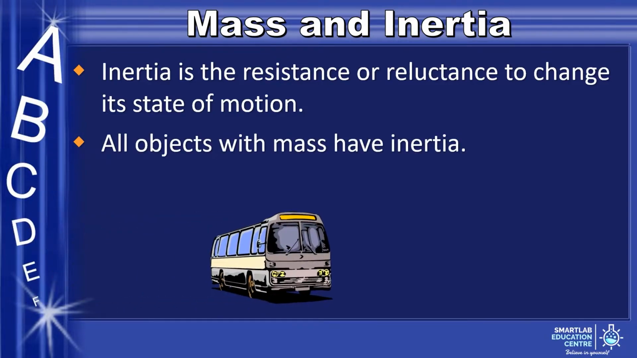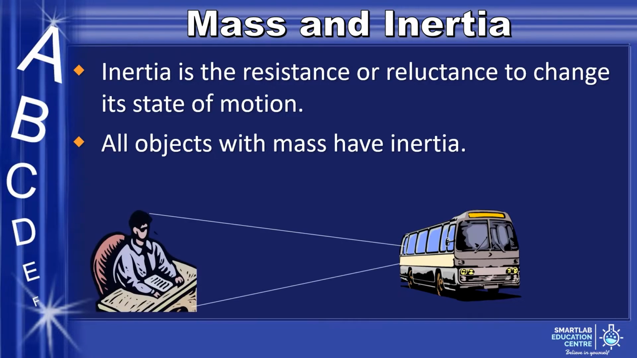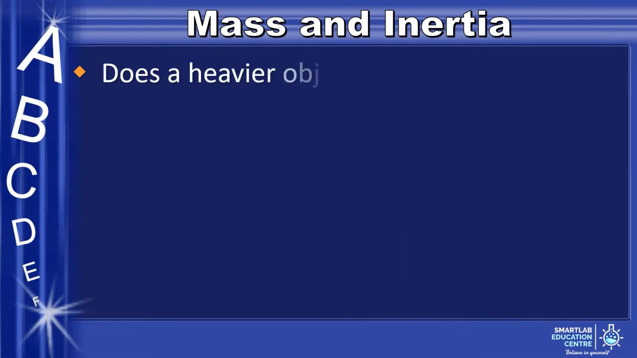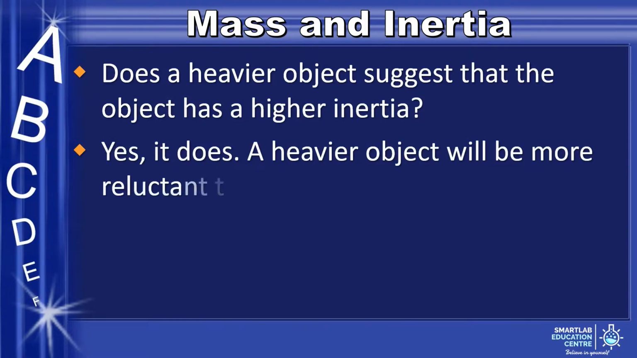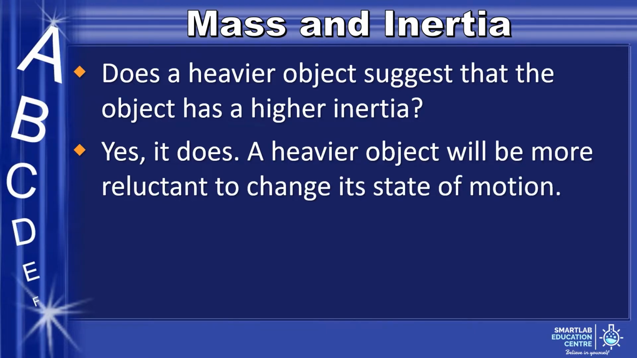Imagine a bus moving on a road. When the bus suddenly brakes, you will feel a force pulling you away from your seat. With inertia, the passenger has resistance or reluctance to change its state of motion. Does a heavier object suggest that the object has a higher inertia? Yes, it does. A heavier object will be more reluctant to change its state of motion.